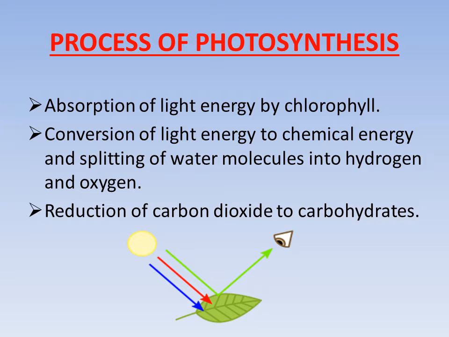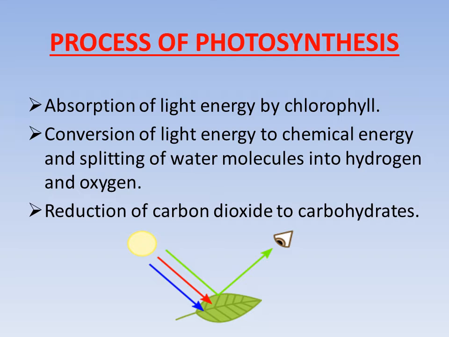Students, the process of photosynthesis occurs in daytime only, because I had already told you sunlight and chlorophyll are the two main points which need to be present when this process has to occur. So absorption of light energy by chlorophyll is clear to you all. Next we move to the next point. The next step in this process is conversion of light energy into chemical energy and splitting of water molecules into hydrogen and oxygen. So the first step was the absorption of light energy.